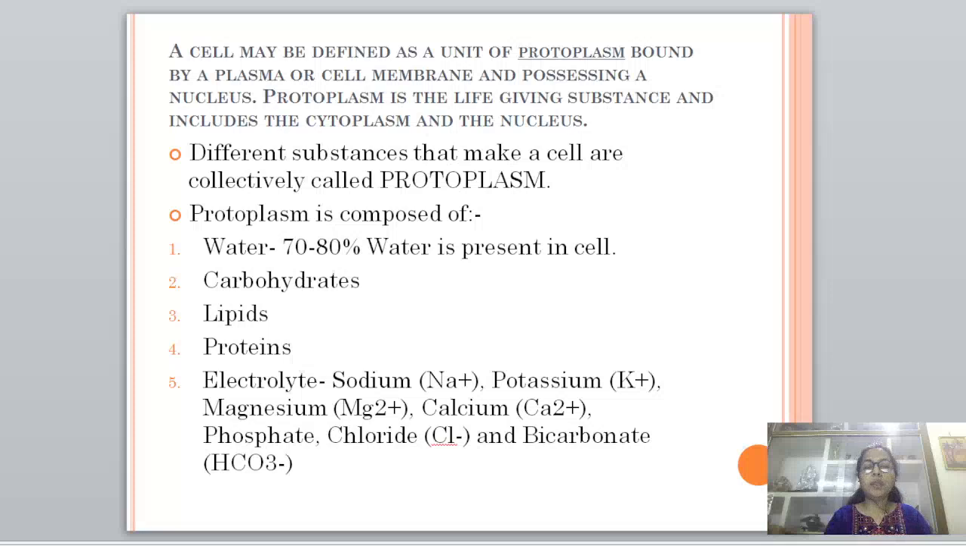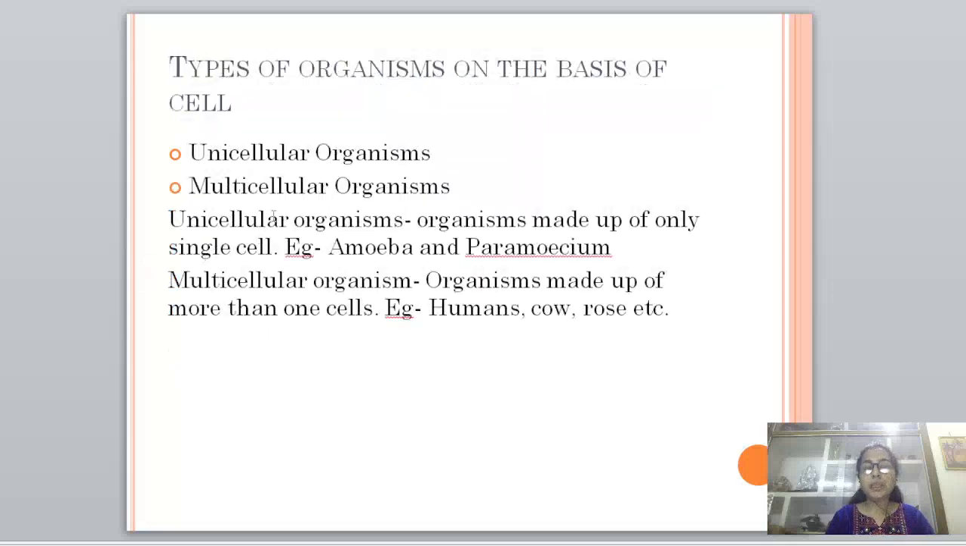Now, according to the number of cells present, organisms are divided into unicellular organisms and multicellular organisms. The unicellular organisms, as you can understand from the name itself, uni means one. So, organisms made up of only a single cell. Examples can be amoeba and paramecium. Second is multicellular organisms, where multi means many, or more than one. So, organisms made up of more than one cell. Examples are human, cow, and rose, etc.